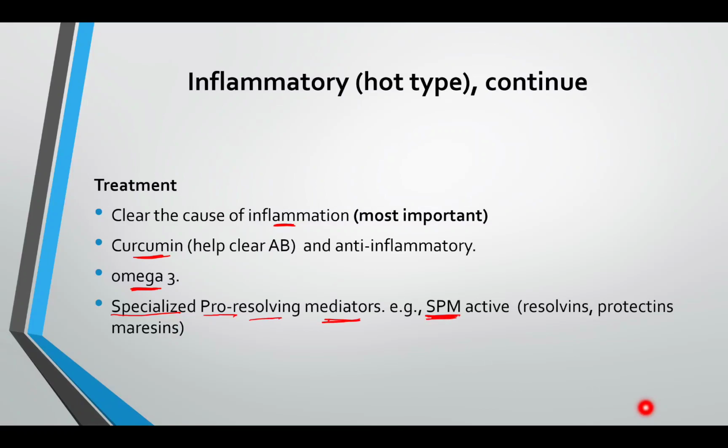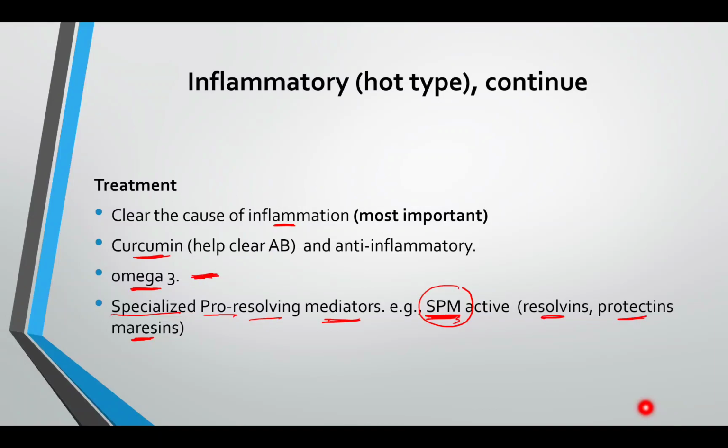It's called SPMs. It is approximately four names or four substances. It's called resolvins, protectins, and maresins. This is very scientific, but for the normal population, they need to know that there is something called SPMs. The role of SPMs, these are very good anti-inflammatories. They are derived from the omega-3.